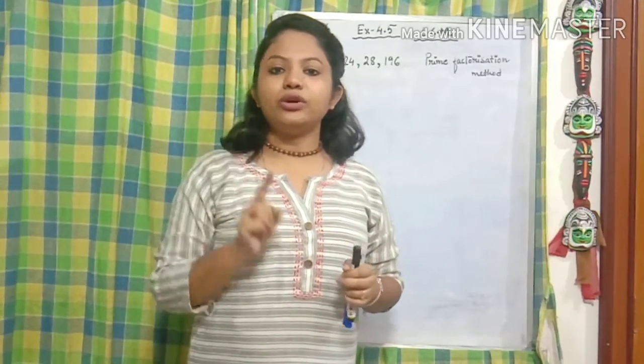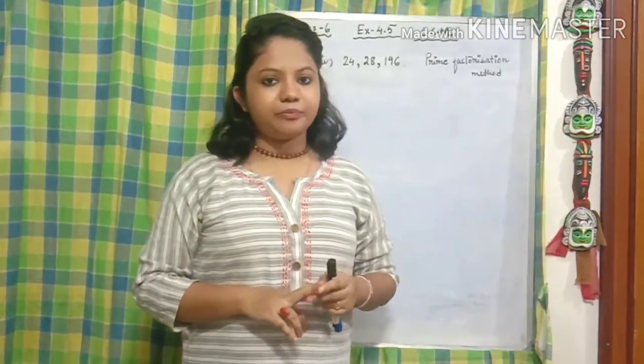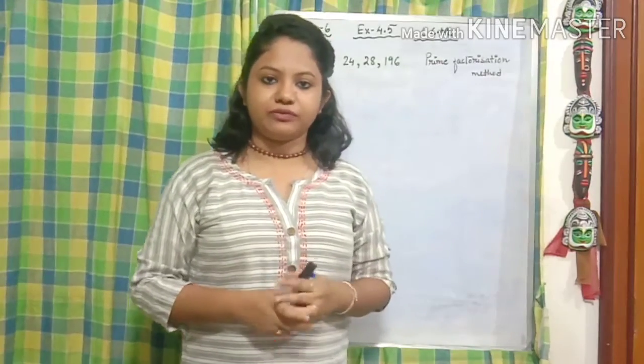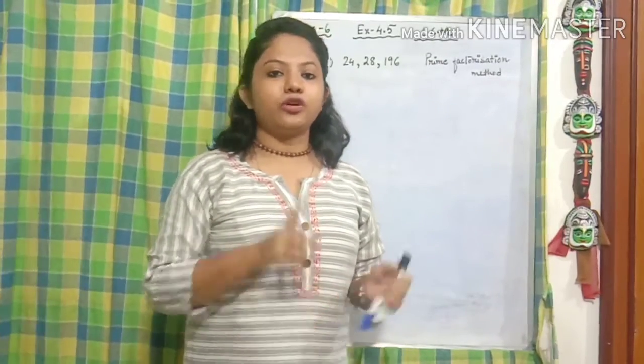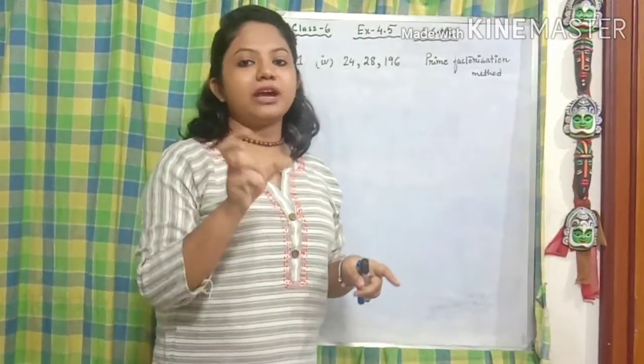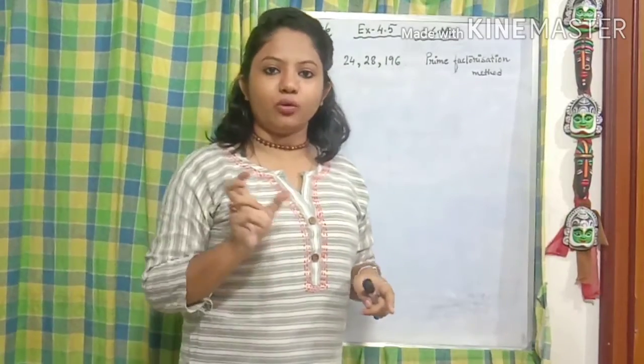So today we are going to learn about the LCM or lowest common multiple. For that we are going to follow two methods today, and we are going to directly follow from the exercise number 4.5. Here for the first sum, we are going to follow the prime factorization method, and how we are going to do it.